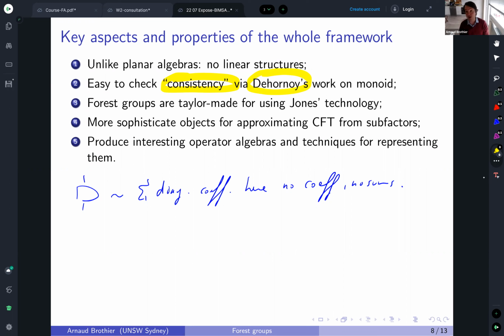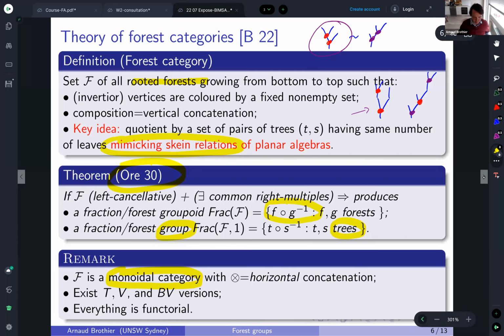So here that's what I'm doing. I'm using Dehornoy techniques all the time. They are very useful to check left cancellativity, which is never that easy to do. For any example, you need to find the right proof. So this will give me left cancellativity for many examples for free. And then I still need to check common right multiple, which is not easy either, but depends on the example.